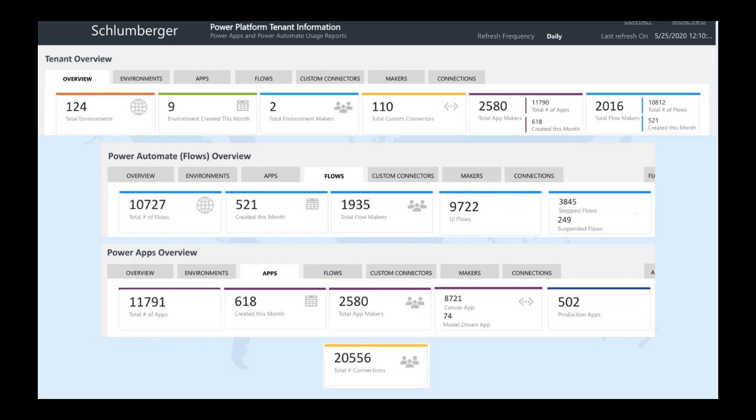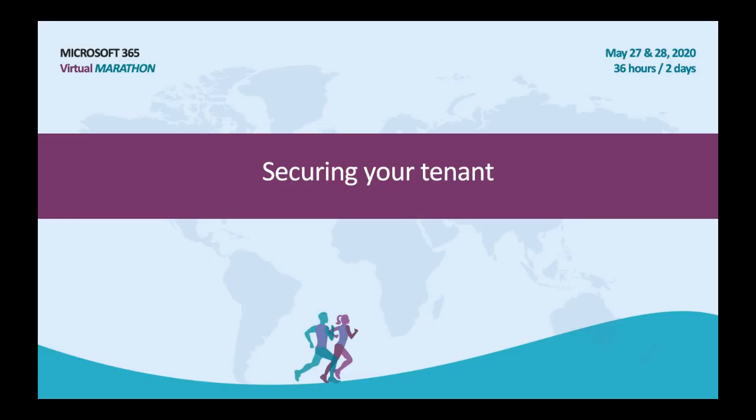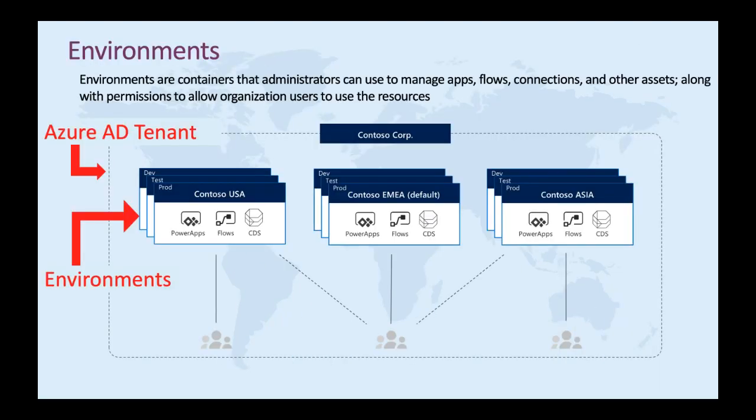So the first thing we talk about is securing your tenant. So what does that mean? So our tenant is the Power Platform tenant, especially around environments and apps and flows and those different types of things. We want to talk about environment. What do we need to do for environments, right? So the environments are containers that are used and built that manage apps, flows, connections, and other assets. And also the permissions to allow organization users to use the resources.